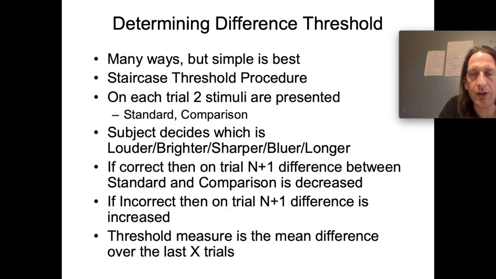If you get it wrong, then on the next trial, n+1, I'll increase the difference between those 2 tones. So this procedure hunts out how different the 2 notes have to be, or 2 stimuli have to be from each other, for you to be able to detect the difference. And we typically do this for, say, 50 trials, and our threshold measure is the mean difference between the 2 stimuli over the last X trials. Typically, if it's a 50 trial, then it would be over the last 20 trials.